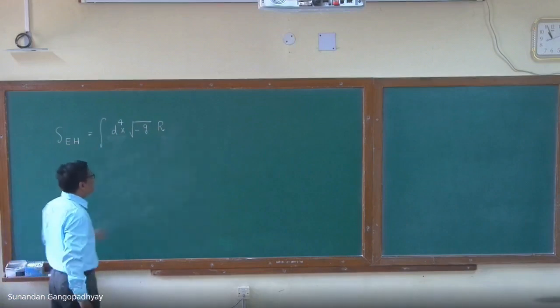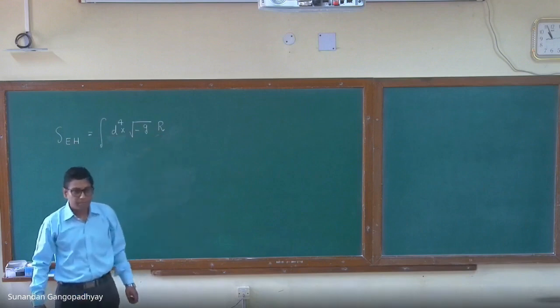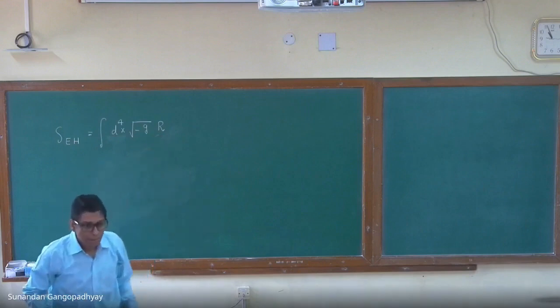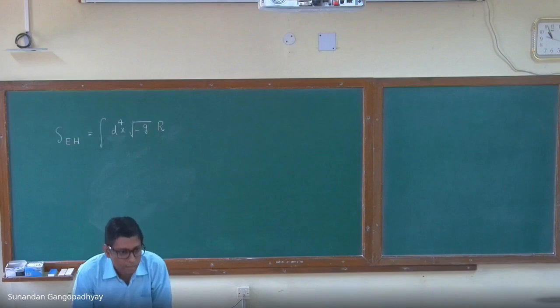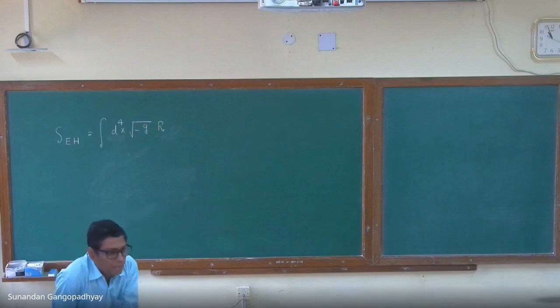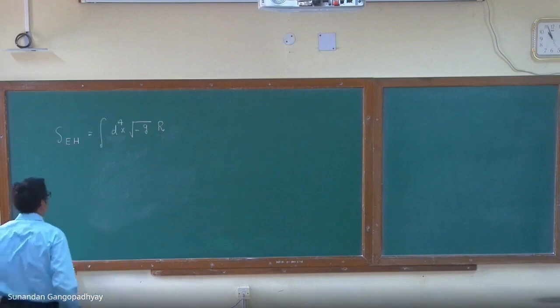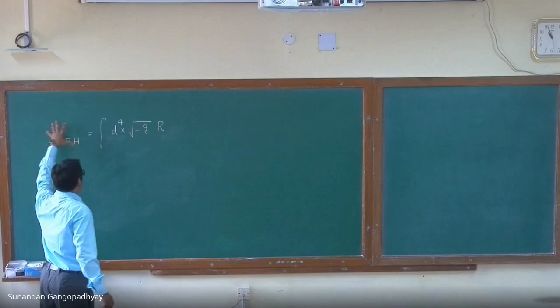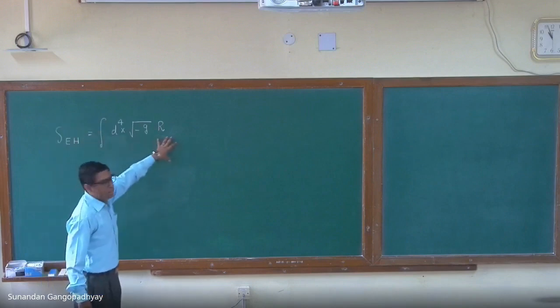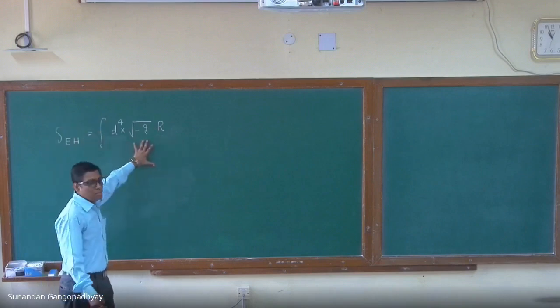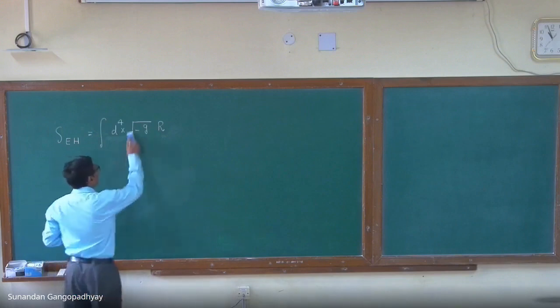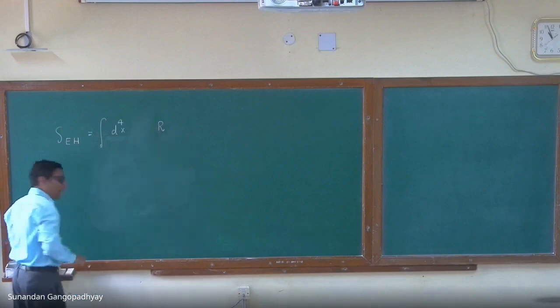What is R? It is the Ricci scalar, so it is a scalar. What do you mean by a scalar? It is a number. So the action should be a scalar. Before it, the square root of minus g is also a number, not a scalar. Now the question is, can this be the action?